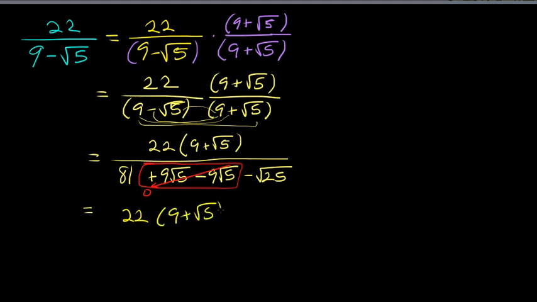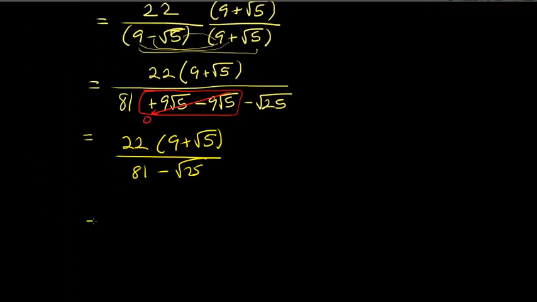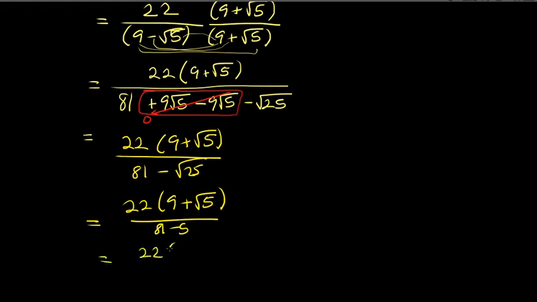So, right, what does that mean? We have 81 minus the square root of 25, but the square root of 25 is 5. I'm going to have to scroll down a little more, right? So 22 times 9 plus the square root of 5, over 81 minus 5. And 81 minus 5 is 76.